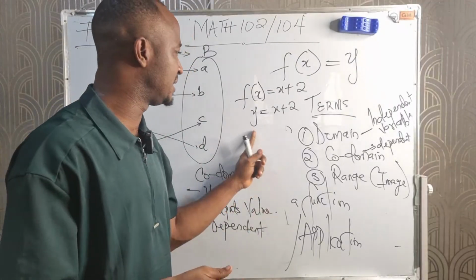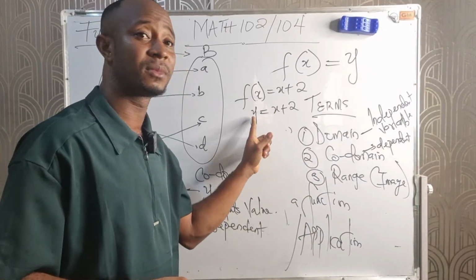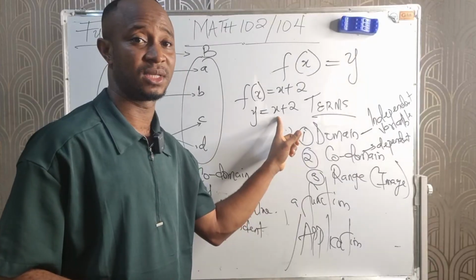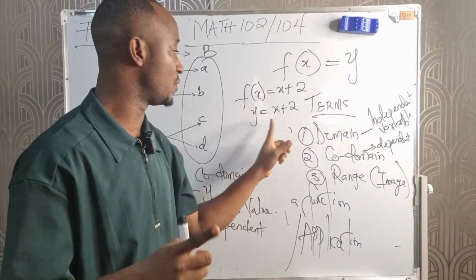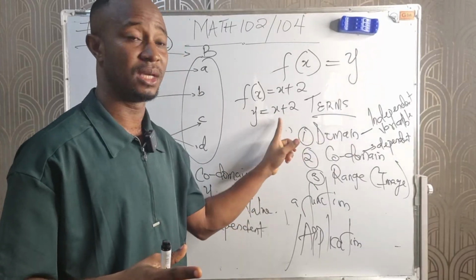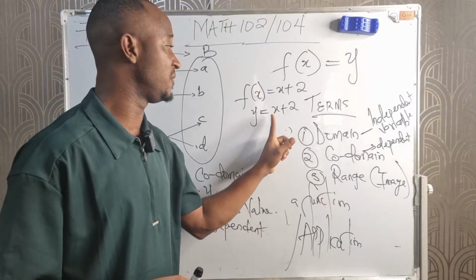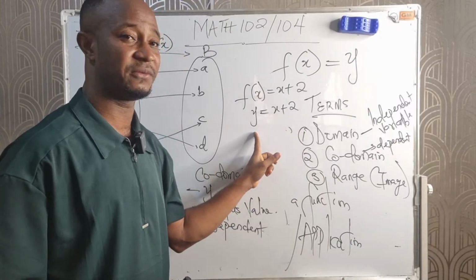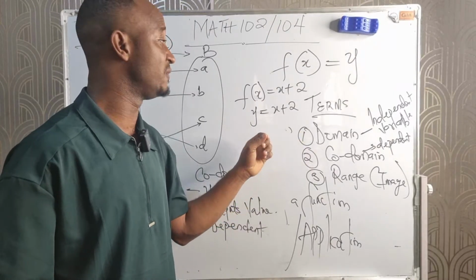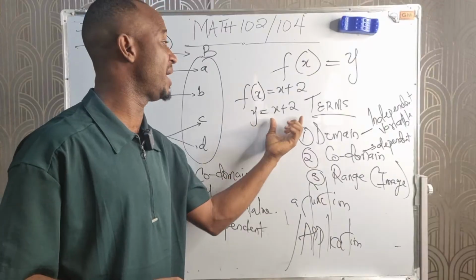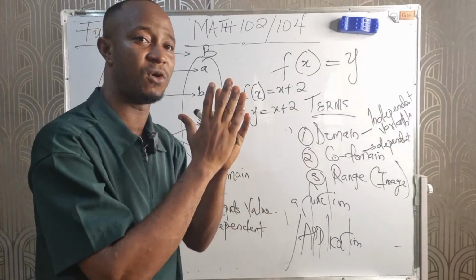Of course, if you look at this expression, it simply means that the value of y depends on x. All right? So x is called independent. If x is 1, y will be 1 plus 2. That will give us what? 3. If x is 2, y is 4. If x is 3, y is 5. If x is 4, y is 6. So the value of our y depends on what? On the value of x. So this is called function.